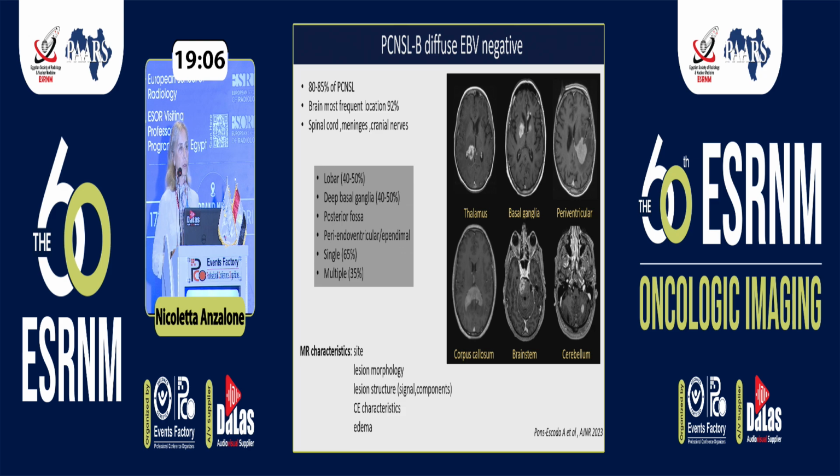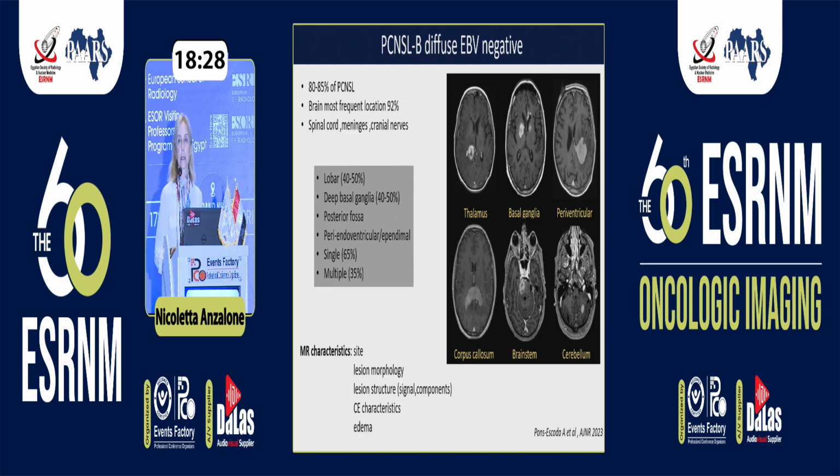Talking about the most important lymphoma, that is the B-cell lymphoma, Epstein-Barr negative, so in immunocompetent patients. It accounts for around 80 to 85% of all primary central nervous system lymphomas. The brain location is the most important, but you have to keep in mind that you may find it in the spinal cord, meninges, and cranial nerves. In most cases, they are lobar. They may also be deep, in the basal ganglia or the posterior fossa. They may have a spread in the periventricular ependyma.